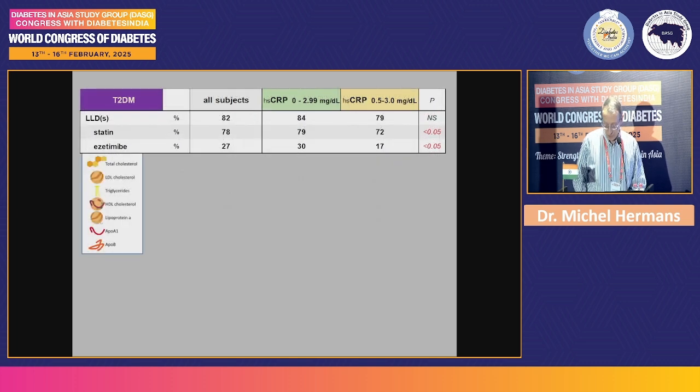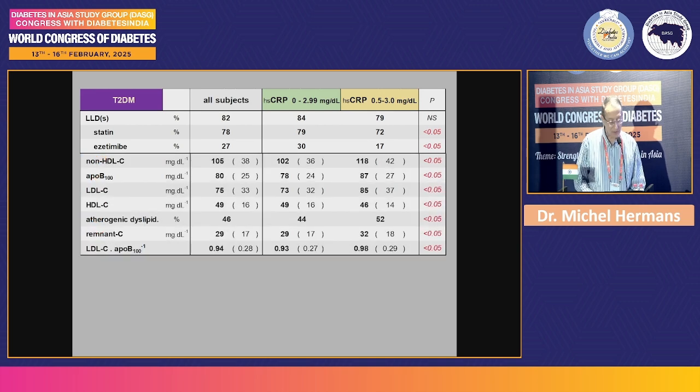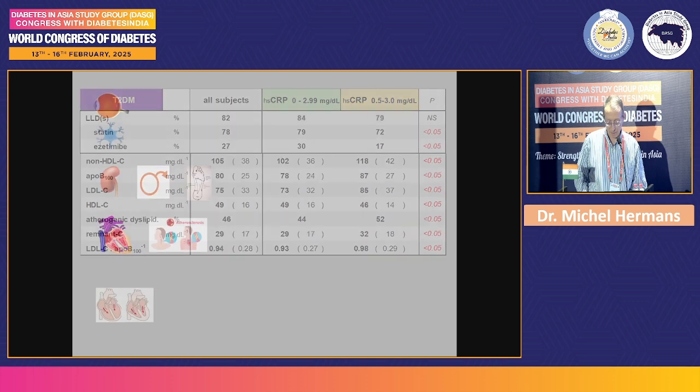They also have a much more atherogenic lipid profile, irrespective of whatever you look at. Everything is worse in those patients with inflammation except for lipoprotein little a. So they have more non-HDL, ApoB, LDL, less HDL, more atherogenic dyslipidemia, more remnant, and smaller LDL particles.